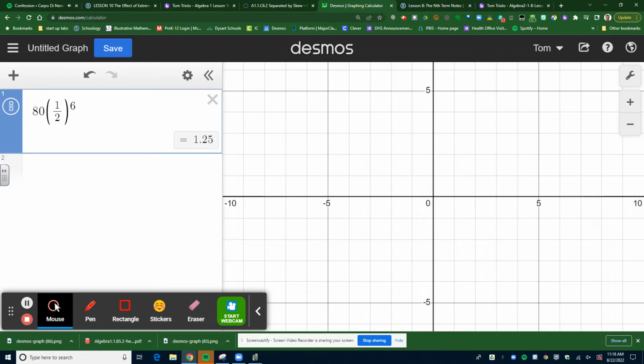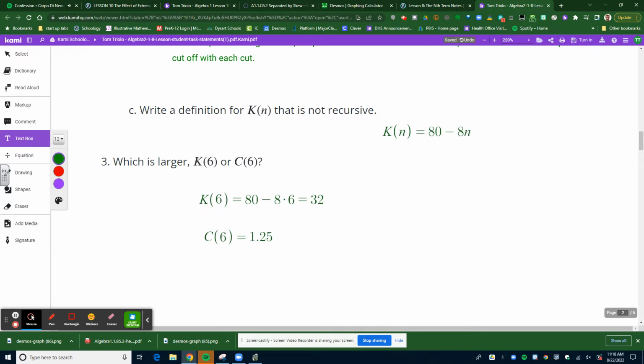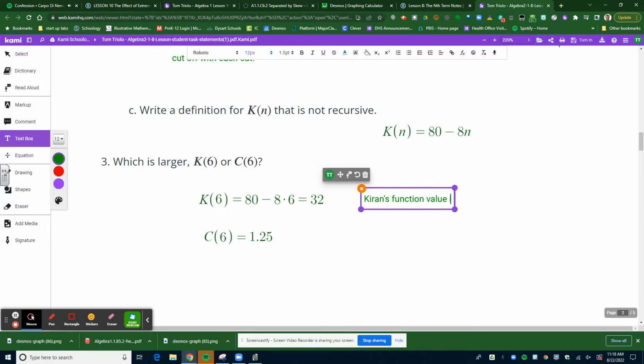Still big enough to see. Not sure if we could physically cut this. This might be one of the last cuts we could physically do. So 1.25 inches. What's bigger? This is not a trick question. Okay. So Kieran's function value is larger at 6. Larger.